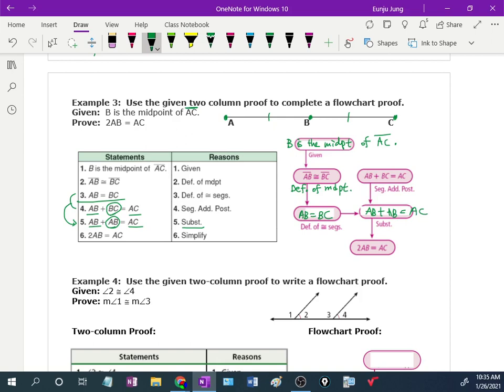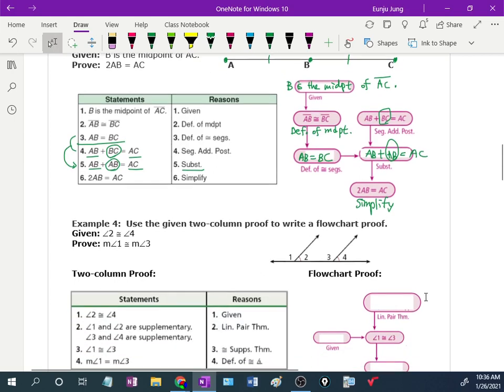by using substitution method, okay? Instead of BC, we plug AB. That's what happened here. And left-hand side, we are simplifying. Simplify, so AB together to AB. So we finish the statement. So this is the proof of example number 3. Any questions?